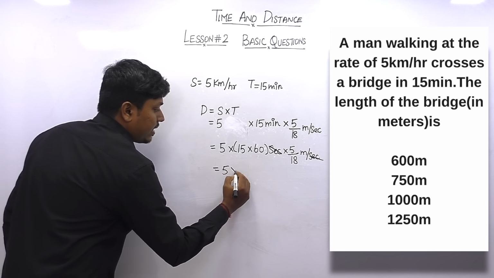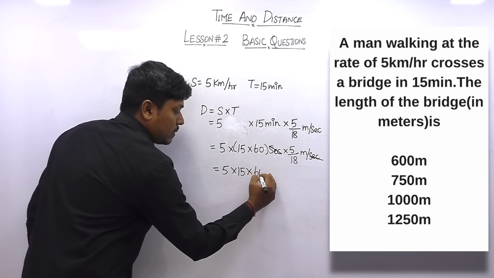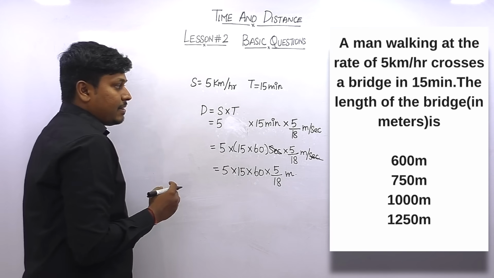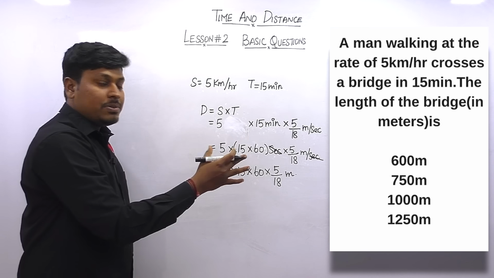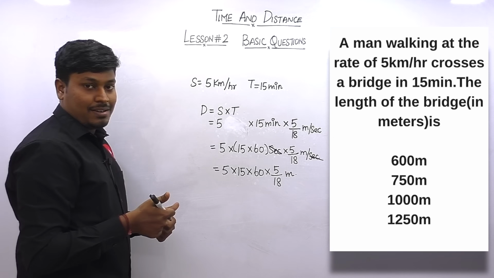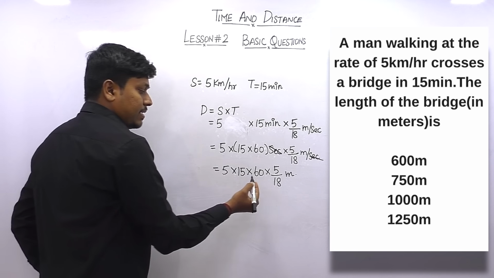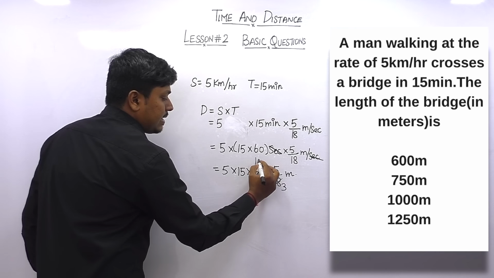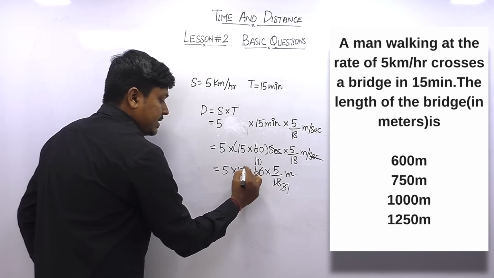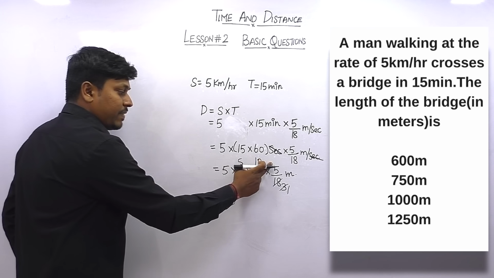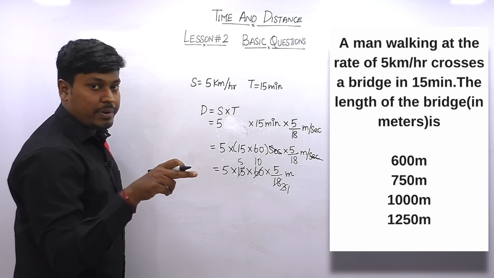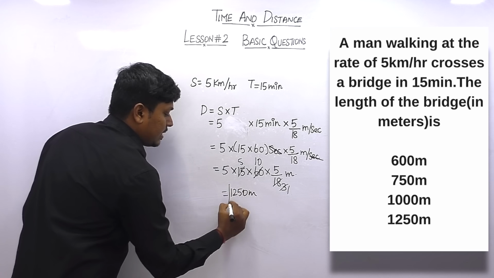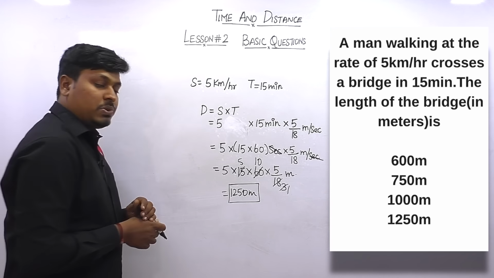So finally 5 into 15 into 60 into 5 by 18 into meter. So finally we have converted all the given values in terms of meters. Got it, right? So now you can cancel this. I think you can cancel this using the 6 table. Let me cancel this using the 6 table. 6 3s are 18, 10 times. So 1 3s are 3, 5 3s are 15. So 5 into 5, 25. 25 into 5 will be 125. 125 into 10 will be 1250 meters. So finally we got an answer of 1250 meters.